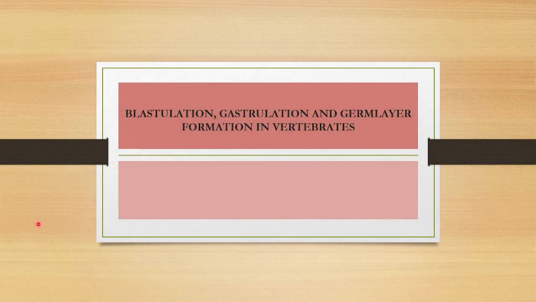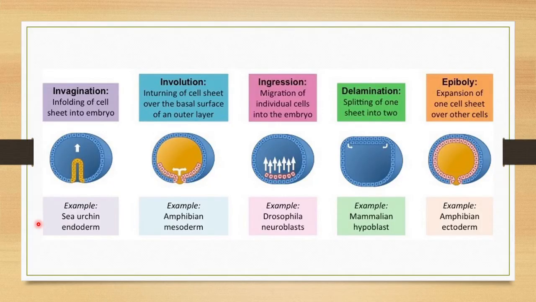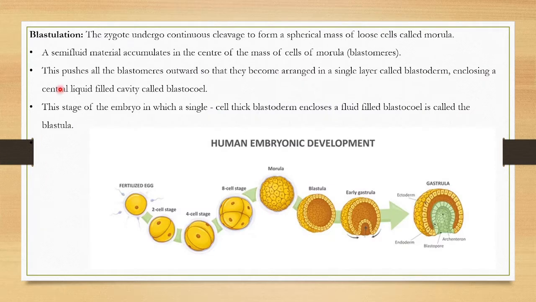Welcome to the new topic, blastulation, gastrulation and germline formation in vertebrates. This process is called fertilization, where an egg is converted to a single-celled zygote. The zygote undergoes cleavage into a two-cell stage, then into a four-cell stage. The process is called cleavage.